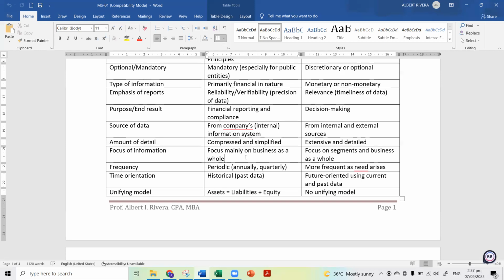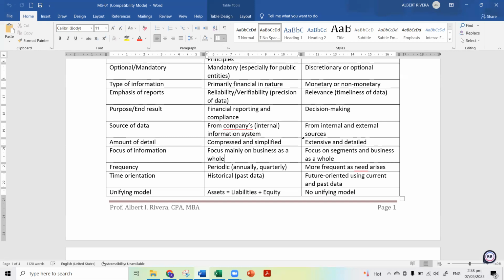While in managerial accounting, pwede kasing mag-focus lang yan sa segments. Okay? Pwede lang yan mag-focus sa segment lang. Or business as a whole. Let's say, gusto ko lang puntahan kung sa manufacturing tayo, for example, gusto ko lang puntahan si assembly line. Okay, yung department lang na yon, pwedeng doon lang. Pwedeng doon lang mag-focus ang gusto ni management. I-assess mo nga ang variance report ng assembly line department, ganyan.